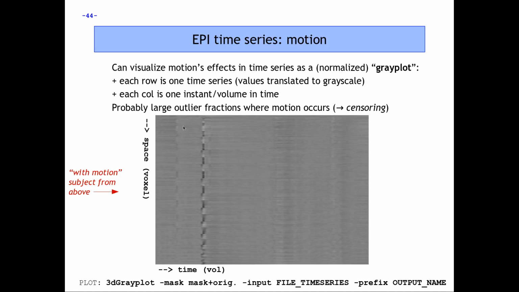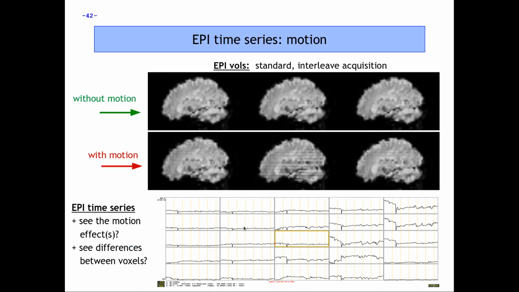We can also visualize the effects of motion in terms of the time series in a gray plot. So here we're visualizing the values of our EPI time series across time as height along a y-axis here. And we see something uniform in height changing at all these locations. So we know there's motion.